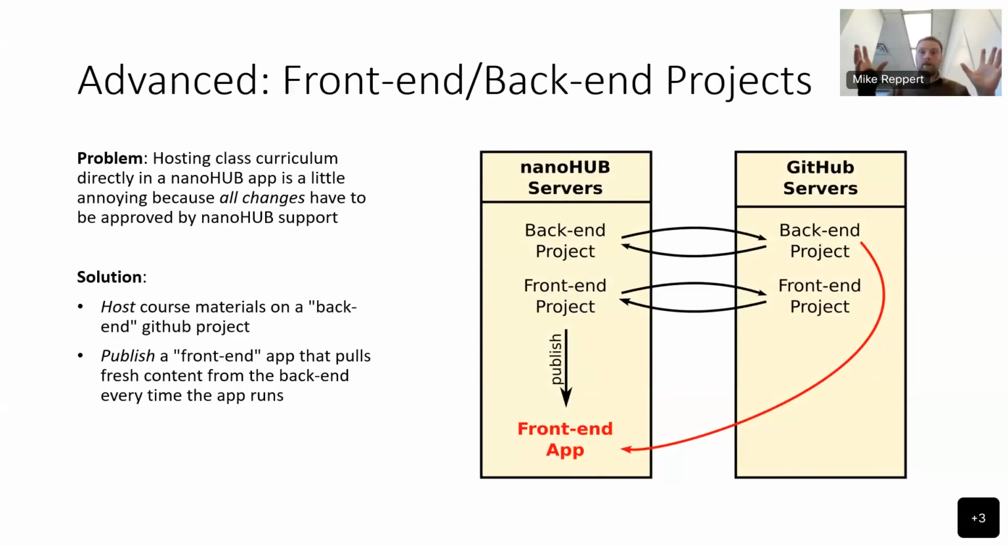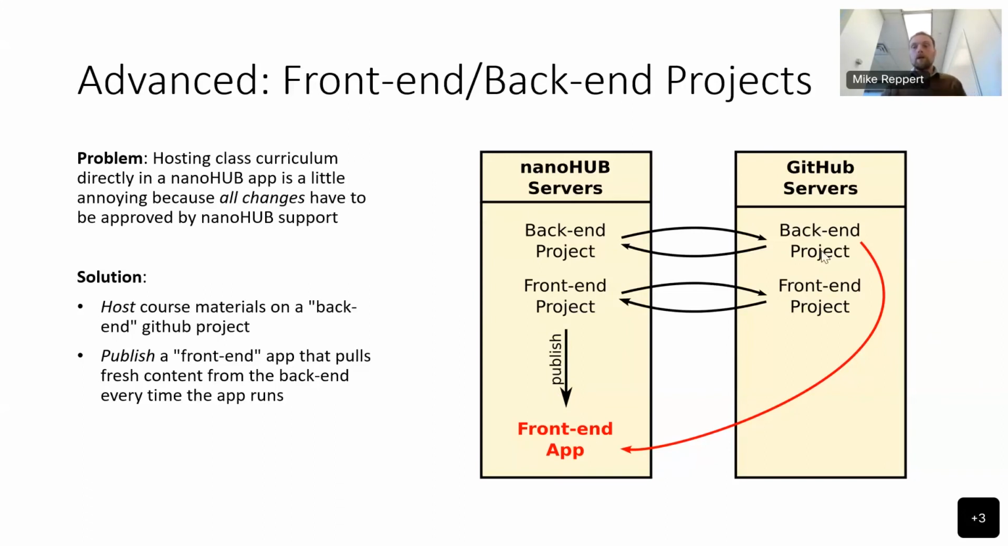And that provides the interface where students open up a notebook and then it goes and fetches data from the back end. Again, I create a GitHub project associated with that front end, and then I publish that. This is where we go through the review and approval stage with the nanoHUB folks. That front-end project gets published as a standalone app. And then when students launch that app, it automatically fetches the content from the backend project from the GitHub server.